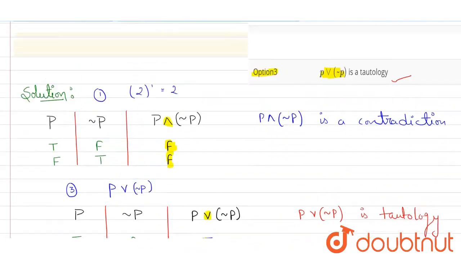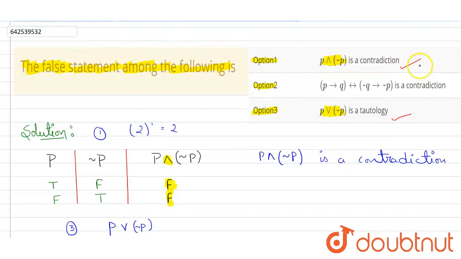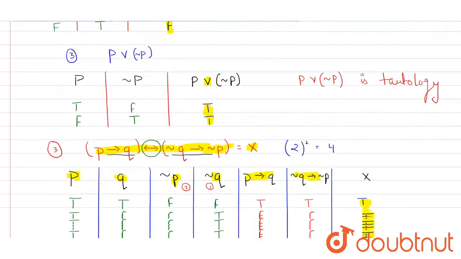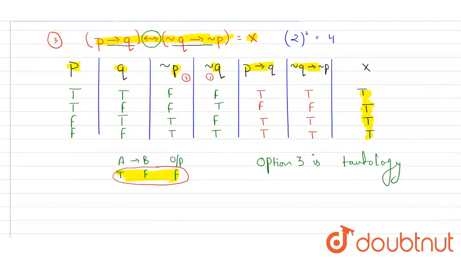So if we look at the options, okay, this is right, but here it is written as a contradiction, so this is wrong. So the false option among all three options, we can say option 2 is false. We were required to find the false statement among the options, so option 2 is false.